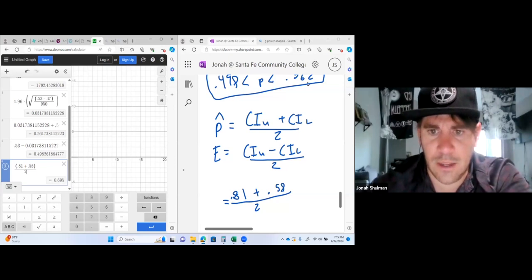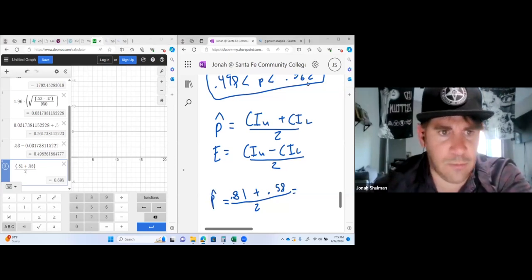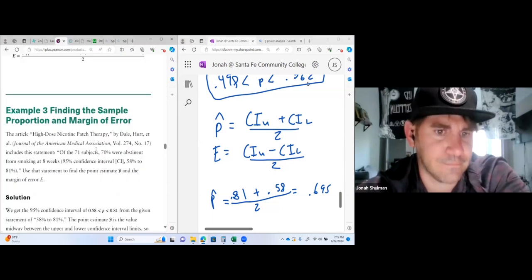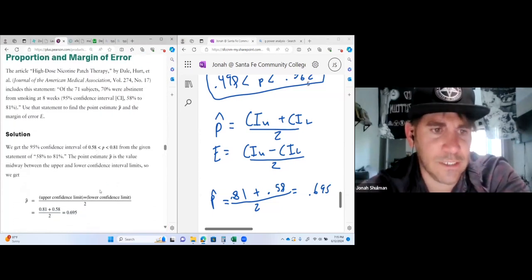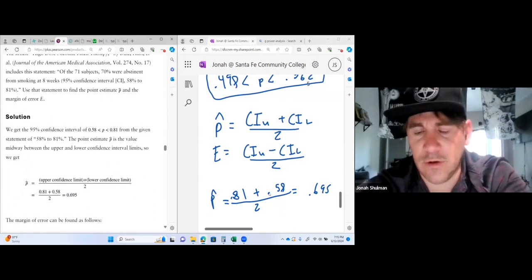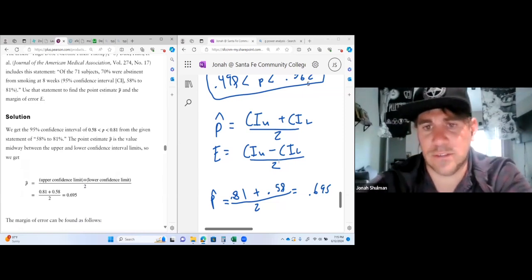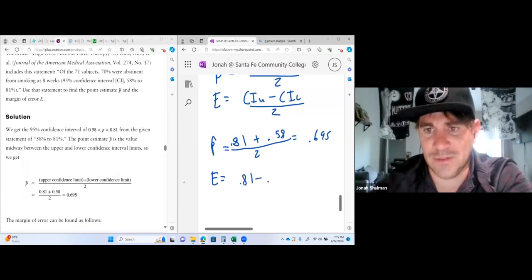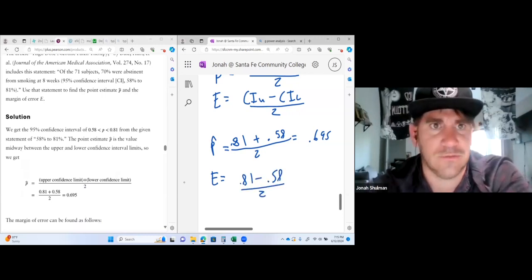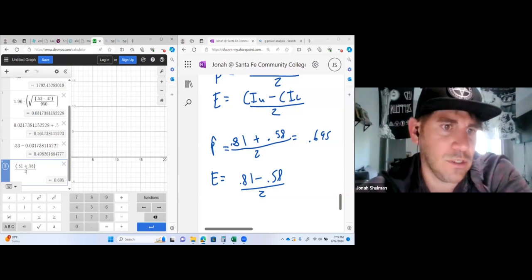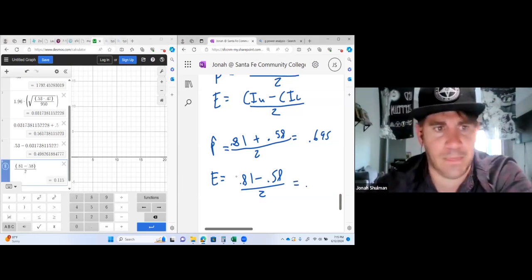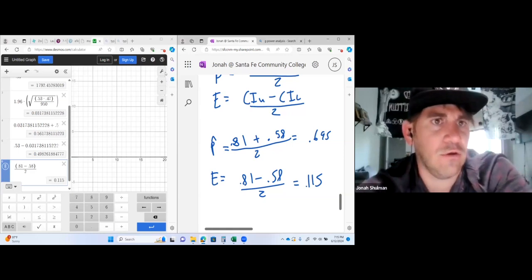I got a parameter of 0.695. Let's see what they got. Sweet. And the margin of error, we're going to do the same thing, but we're going to subtract. Finally, something really useful. 0.81 minus 0.58, divided by 2. So I'm just going to go right back to my formula, change this to a minus sign: 0.115. That's how much error we have.